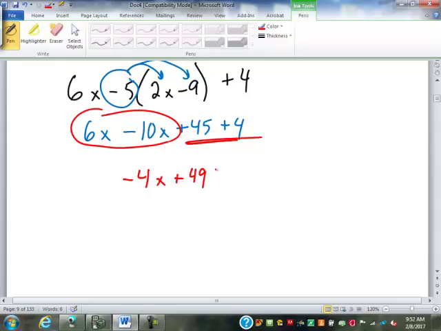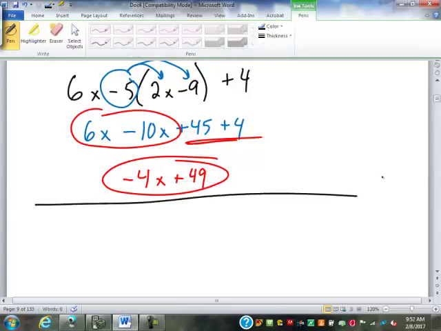Positive 49, so plus 49. That's it. So any questions? So again, those were simplify, which means combine what you can, and that's as far as you're going to go. Now another command you might be given is solve.